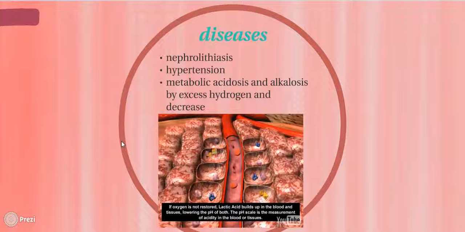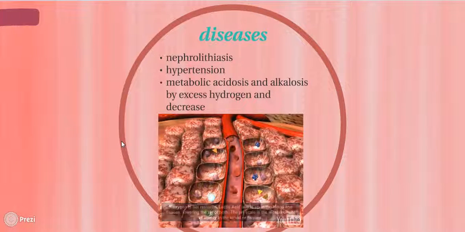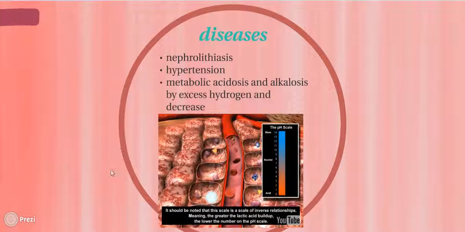If oxygen is not restored, lactic acid builds up in the blood and tissues, lowering the pH of both. The pH scale is the measurement of acidity in the blood or tissues. It should be noted that this scale is a scale of inverse relationships, meaning the greater the lactic acid buildup, the lower the number on the pH scale.